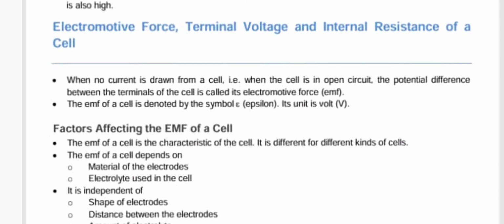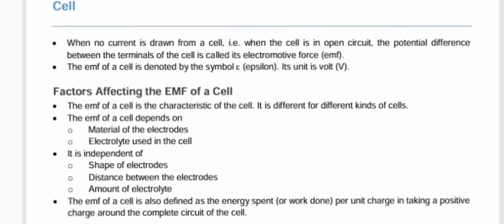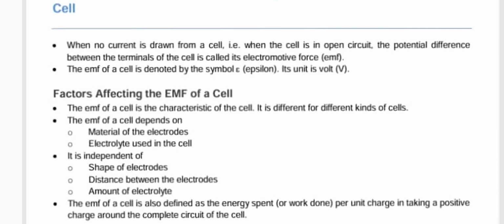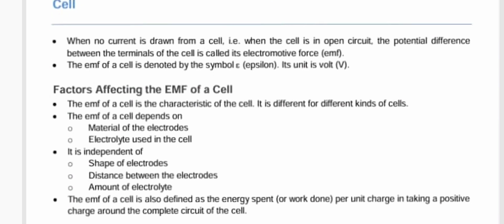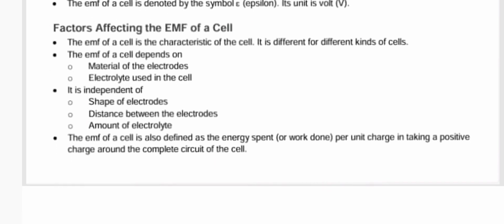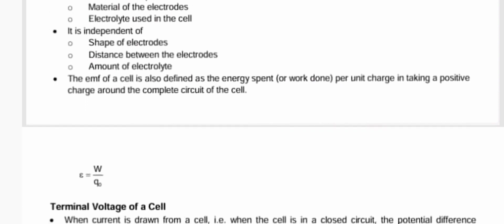So now we will go with electromotive force, terminal voltage, and internal resistance of a cell. When no current is drawn from the cell, that is, when the cell is in an open circuit, the potential difference between the terminals of the cell is called electromotive force, EMF. The EMF of the cell is denoted by the symbol epsilon. Its unit is volt. Factors affecting the EMF of a cell: the material of the electrodes, the shape of the electrodes, the distance between the electrodes, and the amount of electrolyte.